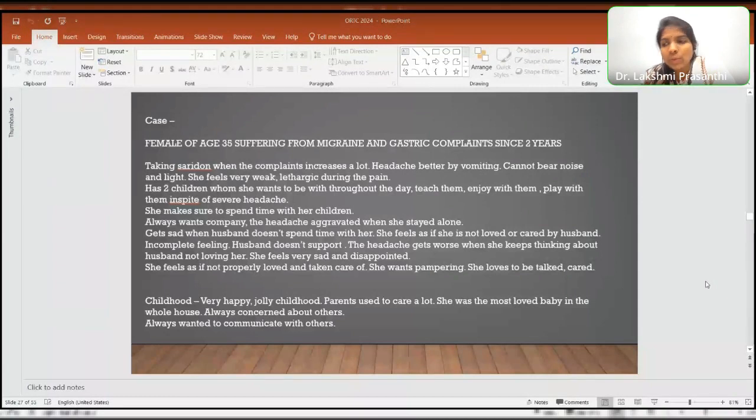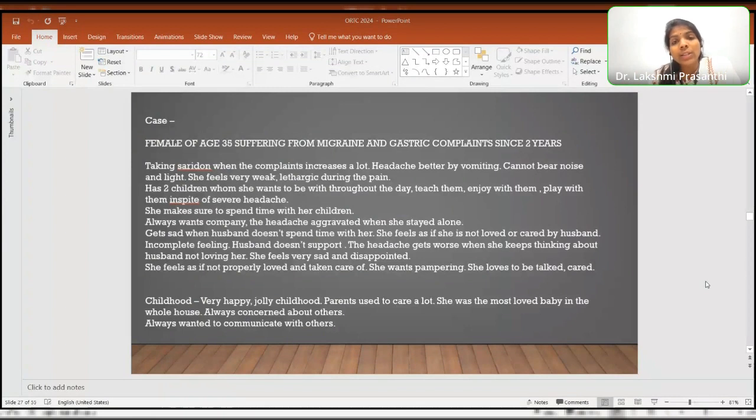She always wanted pampering, always wanted someone to talk to her, to take care of her, to love her. I tried to ask her general symptoms, but I couldn't get much of the general symptoms. So, because I got a lot of mind symptoms, I thought of going to the childhood history.